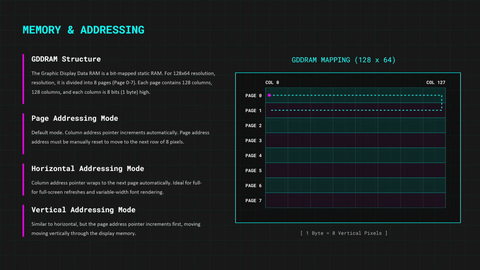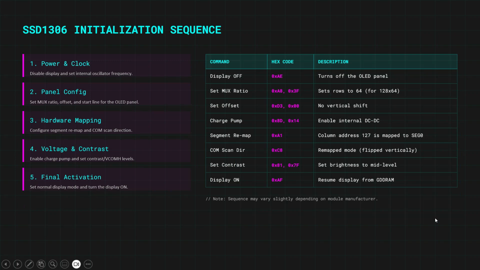When the microcontroller sends display data, it is stored in GDDRAM, and the OLED controller converts this data into pixel illumination patterns. There are multiple addressing modes used for updating the display. In page addressing mode, the column address increments automatically while the page address is updated manually. In horizontal addressing mode, the column address automatically wraps to the next page, which is useful for full-screen graphics rendering. Let's move to the next slide.